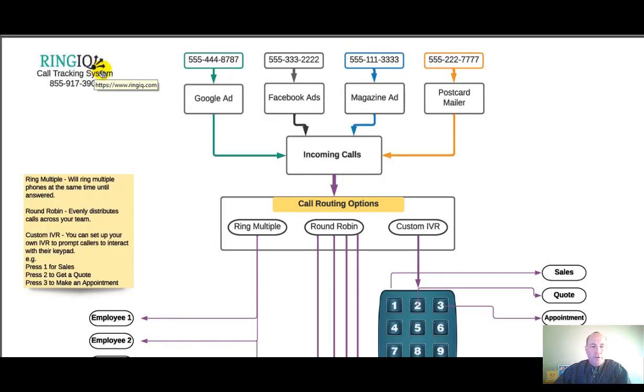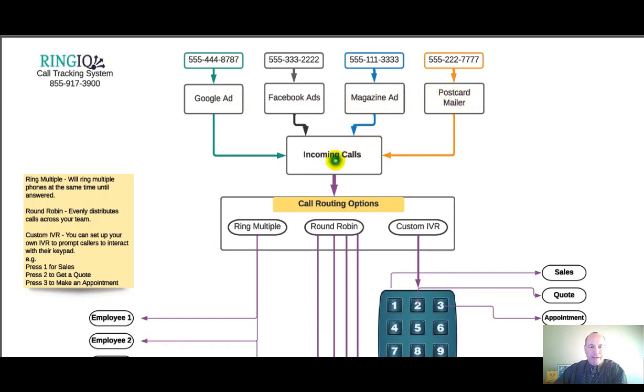Okay, so inside of RingIQ, you can search for phone numbers that you want to use for each one of your advertising campaigns. In this example, you can see I've got 4 phone numbers and I've got 4 different campaigns. I've attached each phone number to each campaign type. You can see I've got Google ad, Facebook ad, magazine ad, and postcard mailer.